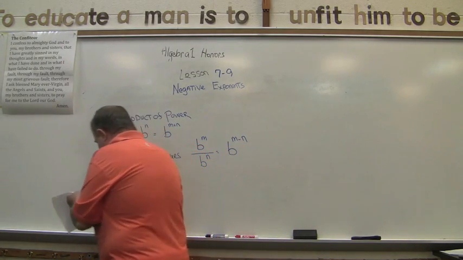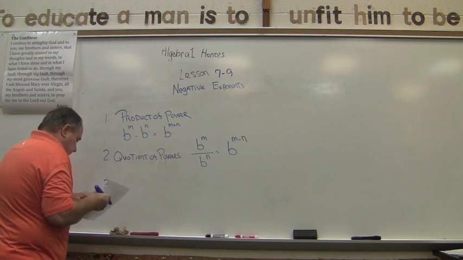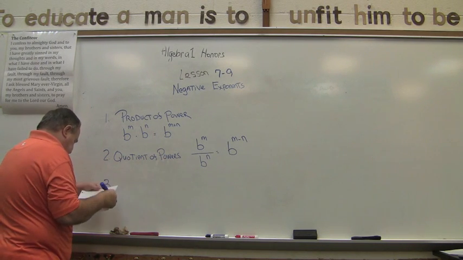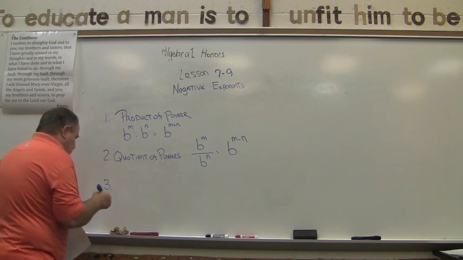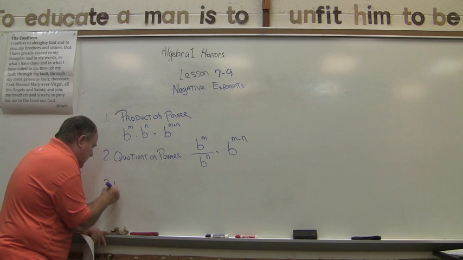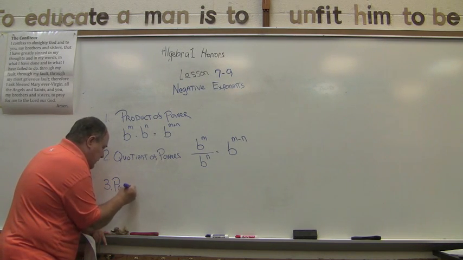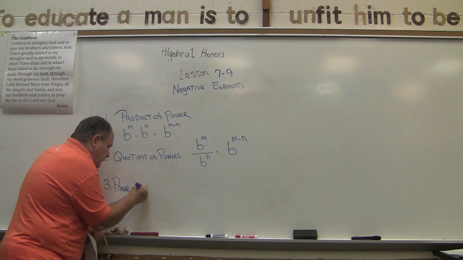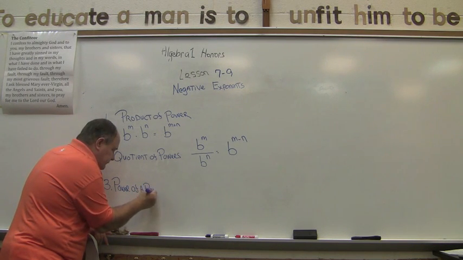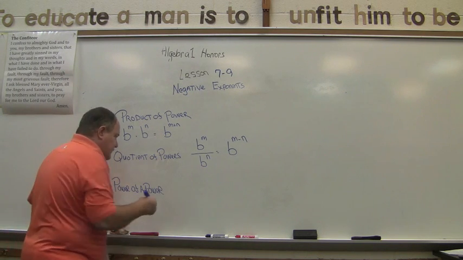Okay, let's look at the third rule. Okay, the third rule is the power of a power. I usually call this a power rule, but your book says it's the power of a power. Well, that's pretty nice. Power of a power. Okay, what does that mean? Okay, all of these nice little rules. Well, the power of power just says this.